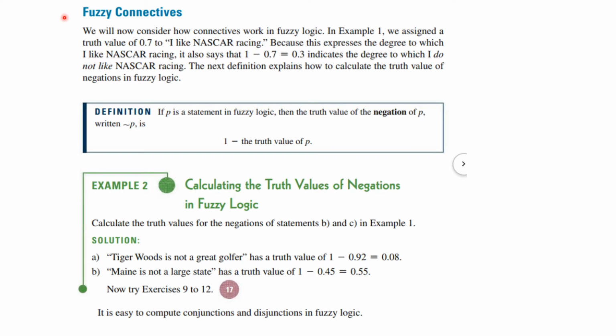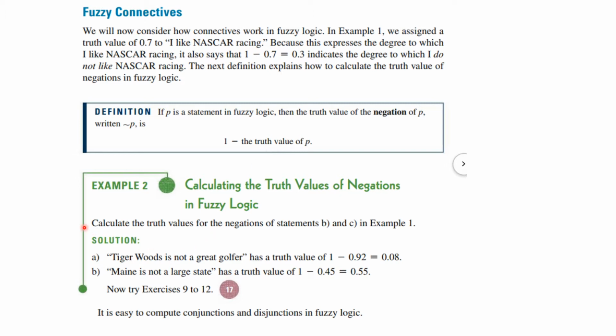We're now going to expand our idea of fuzzy statements, where we have a declarative statement and then a value between 0 and 1 inclusive associated with it, to fuzzy connectives. So we're going to consider how connectives work in fuzzy logic. And so what we're going to first define is the negation of a statement P. So if P is a statement in fuzzy logic, then the truth value of the negation of P, written like this, is 1 minus the truth value of P.